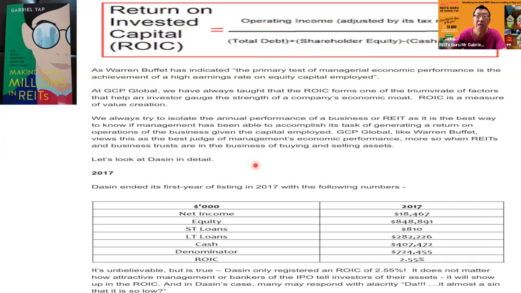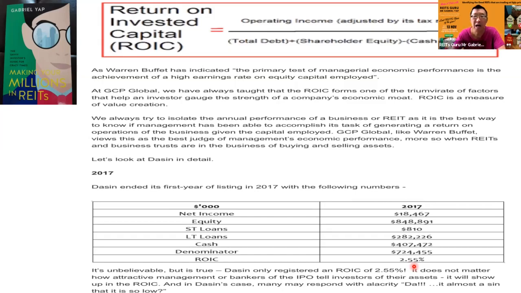Now, in Dasin's case, one of the reasons why we told GCP Global students at the very onset of its IPO that you should not be invested in this is because way back in 2017, if you look at its first year of listing in 2016, this is their first record. If you calculate all these actual numbers, you see that the return on invested capital is only, wow, a very miserly 2.55%. Essentially what it's saying is that for the 4 retail malls that Dasin Industrial Trust has, the return on invested capital derived from these assets is only 2.55%.